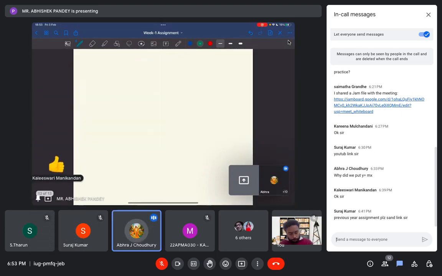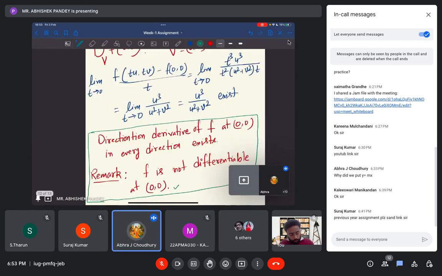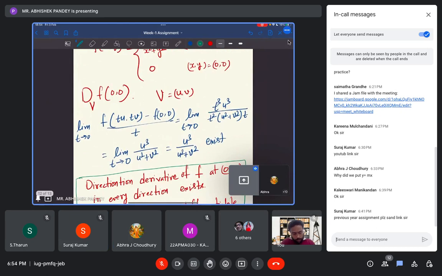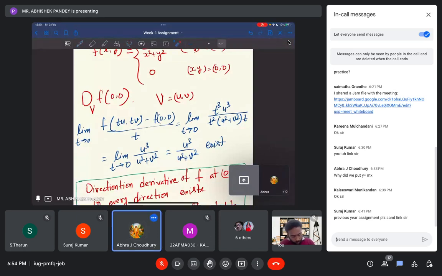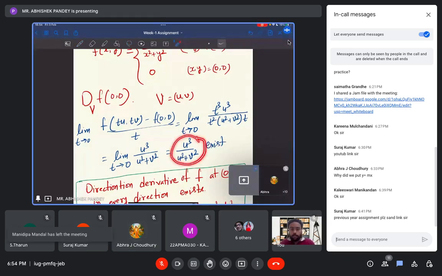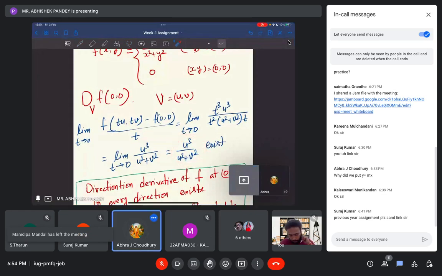So how did we understand that the directional derivative exists in every direction? Because here we have chosen this direction (u, v), and once you apply the definition and take the limit, it goes to u cubed upon u squared plus v squared, and this will always exist except when u squared plus v squared equals 0, which is not the case when (u, v) is non-zero, isn't it? So this will always exist. Yes, sir.